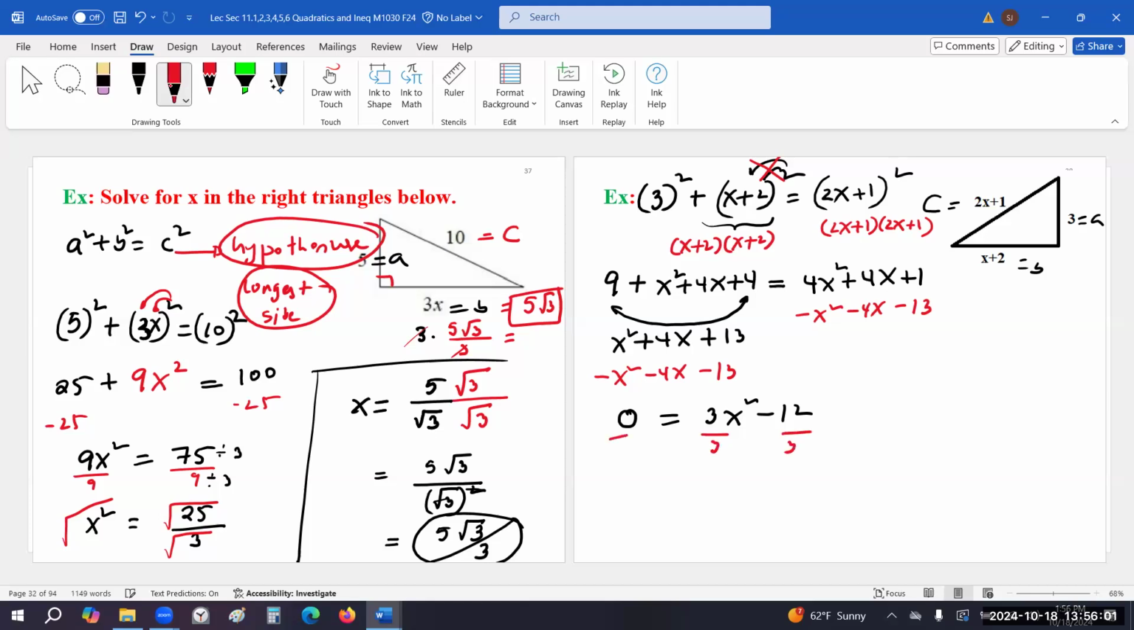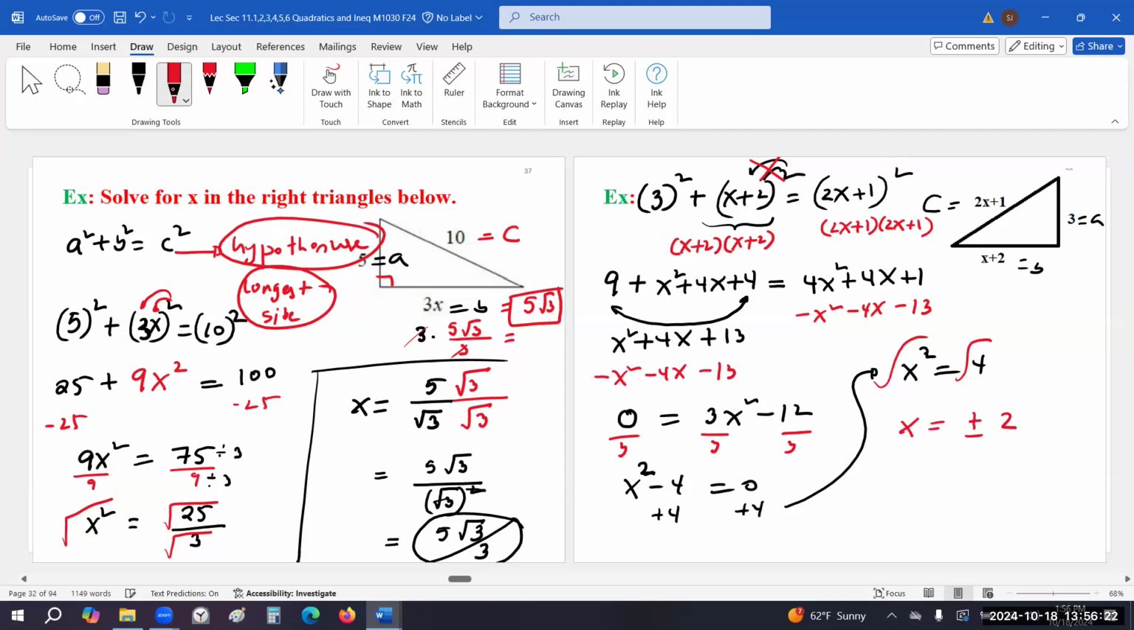Divide by 3. We get x squared minus 4 equals 0. So we add 4. We have x squared is 4. And that's equal to plus or minus, it should be plus or minus 2, right? Okay, so we have x equals either 2 or negative 2.